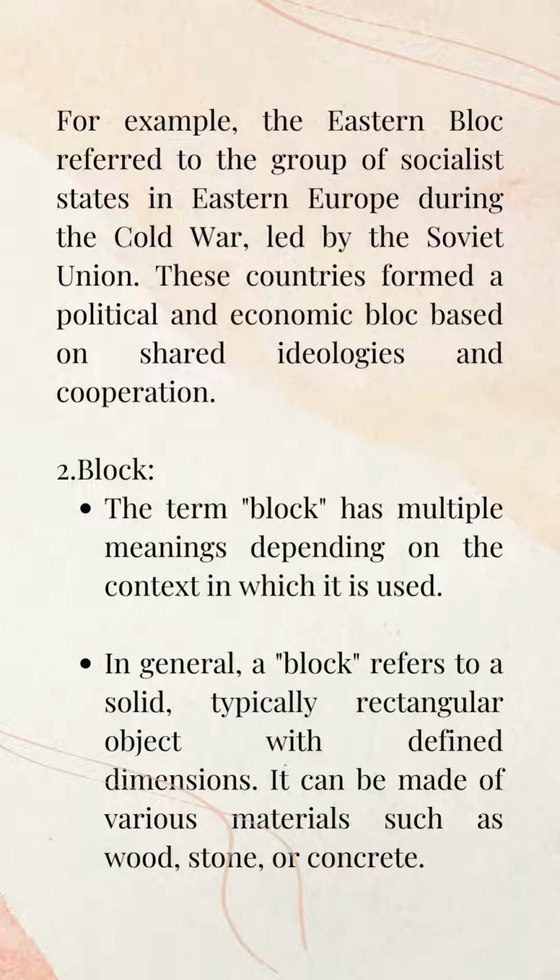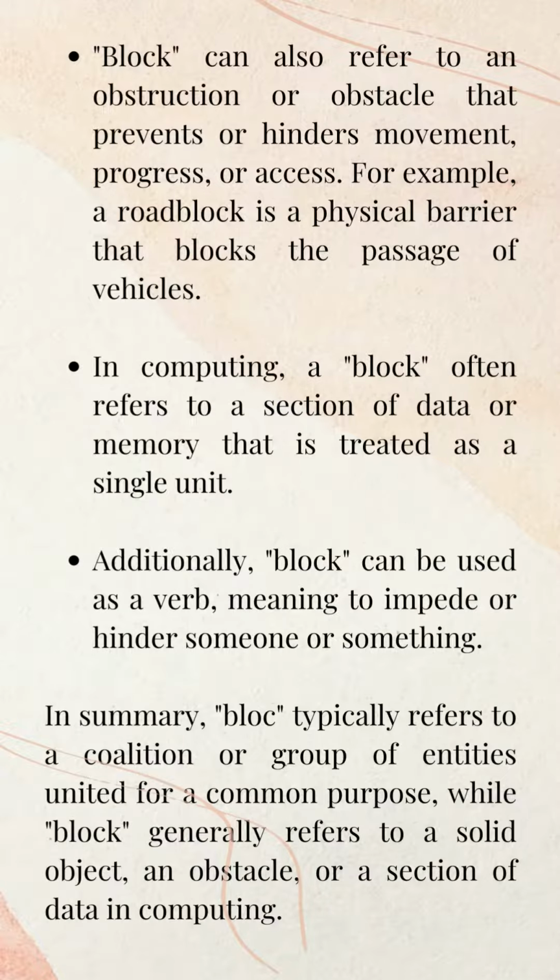Block. The term block has multiple meanings depending on the context in which it is used. In general, a block refers to a solid, typically rectangular object with defined dimensions. It can be made of various materials such as wood, stone, or concrete. Block can also refer to an obstruction or obstacle that prevents or hinders movement, progress, or access. For example, a roadblock is a physical barrier that blocks the passage of vehicles.